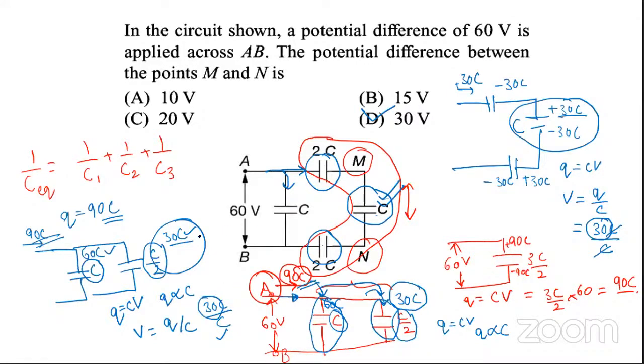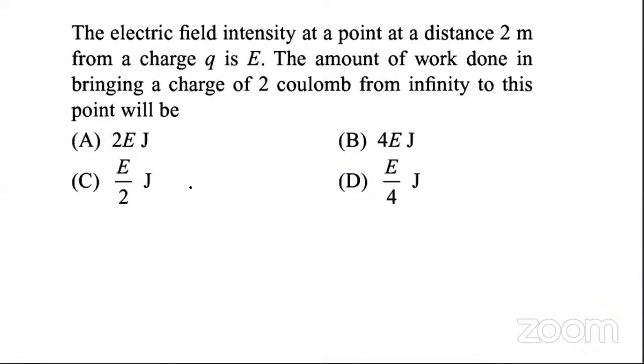Alright, let's move on to the next question. The electric field intensity at a point at a distance 2 meters from a charge Q is E. The amount of work done in bringing a charge of 2 coulombs from infinity to this point will be.